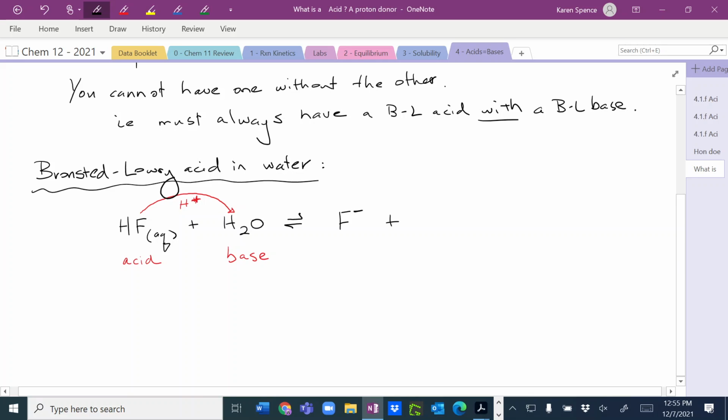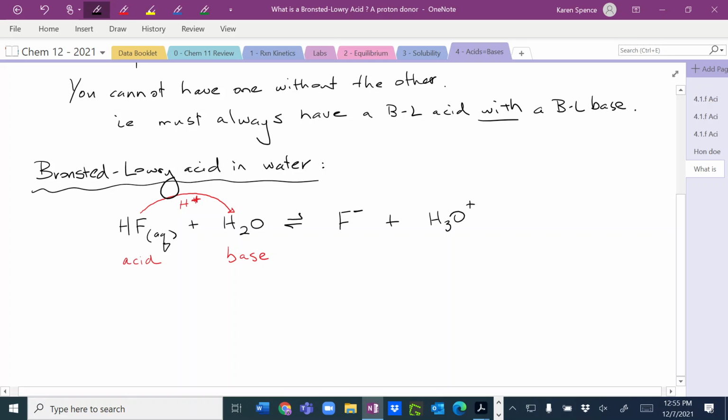Now water is going to have an extra H plus on it. So what will its formula become? Instead of H2O, it will become H3O. And it didn't just gain a hydrogen, it gained an H plus. So what will its charge become? Positive. Yeah?